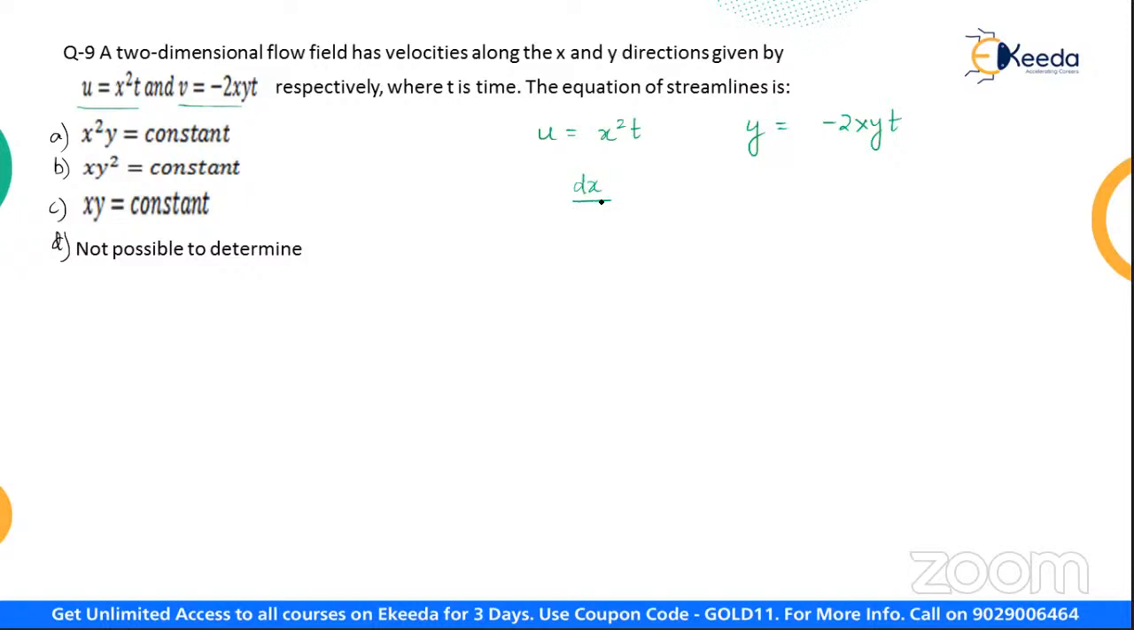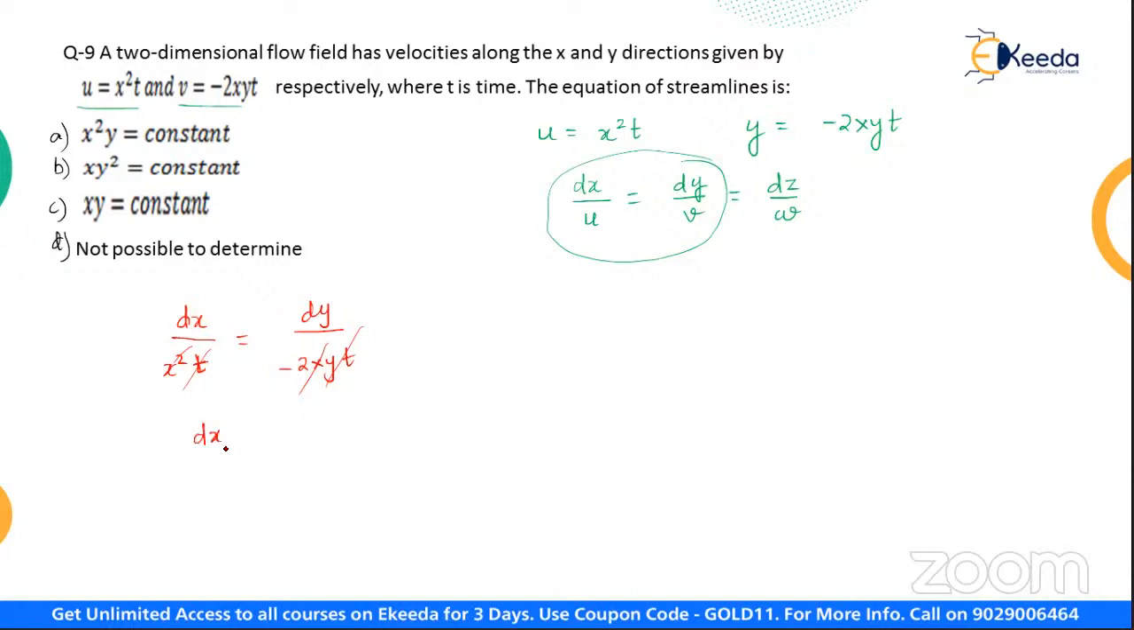Now, the equation of streamline that we have already discussed is dx by u is equal to dy by v is equal to dz by w. That is for three-dimensional flow. Since here we are talking about only x and y direction, that means we are talking about the two-dimensional flow only. Therefore, we will be restricting the streamline equation to two-dimension only. Putting the value of u and v in the equation, we will get dx by x square into t is equal to dy by minus 2xyt. Now this t will be cancelled out and one power of x will be cancelling out the x value. That means from here we will get dx by x is equal to minus of dy by 2y.